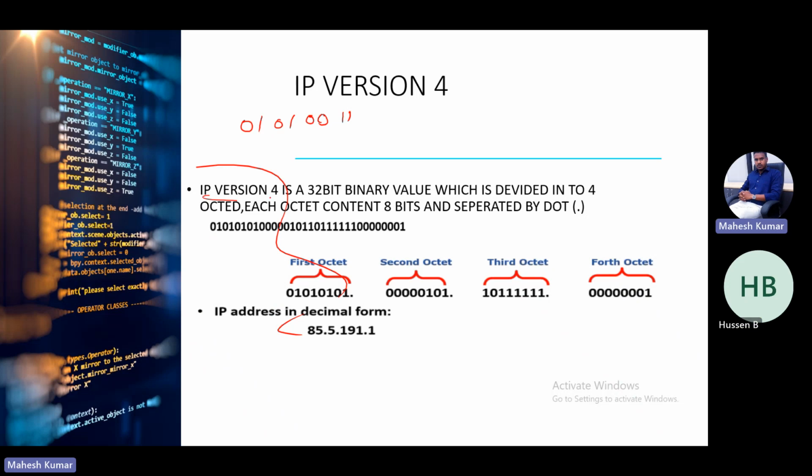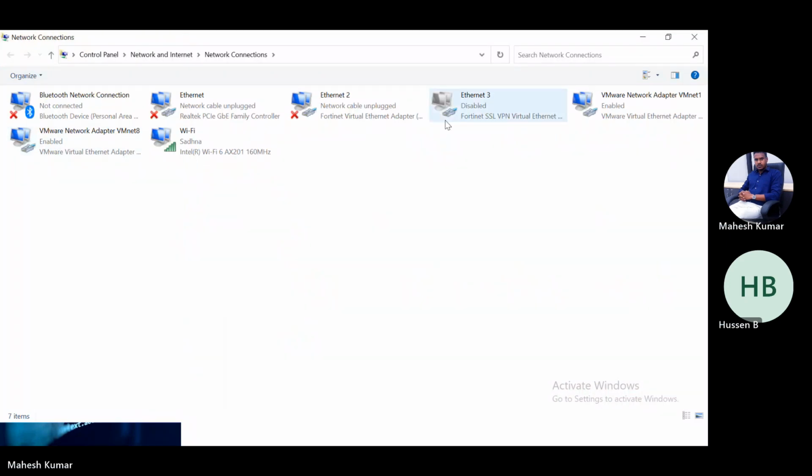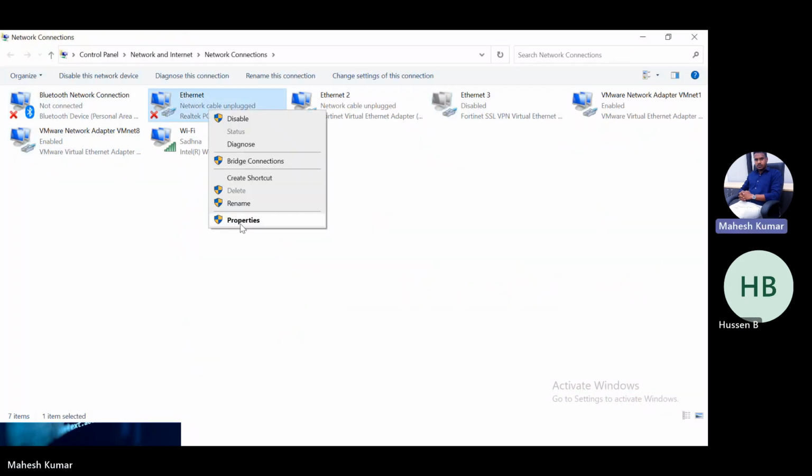IP version 4 is a 32-bit binary value, which is divided into 4 octets. An octet is nothing but a box, 4 boxes. Every box has 8 bits. 8 plus 8 plus 8 plus 8 is equal to 32 bits. Here we are assigning the IP, right? So we have only 4 boxes.